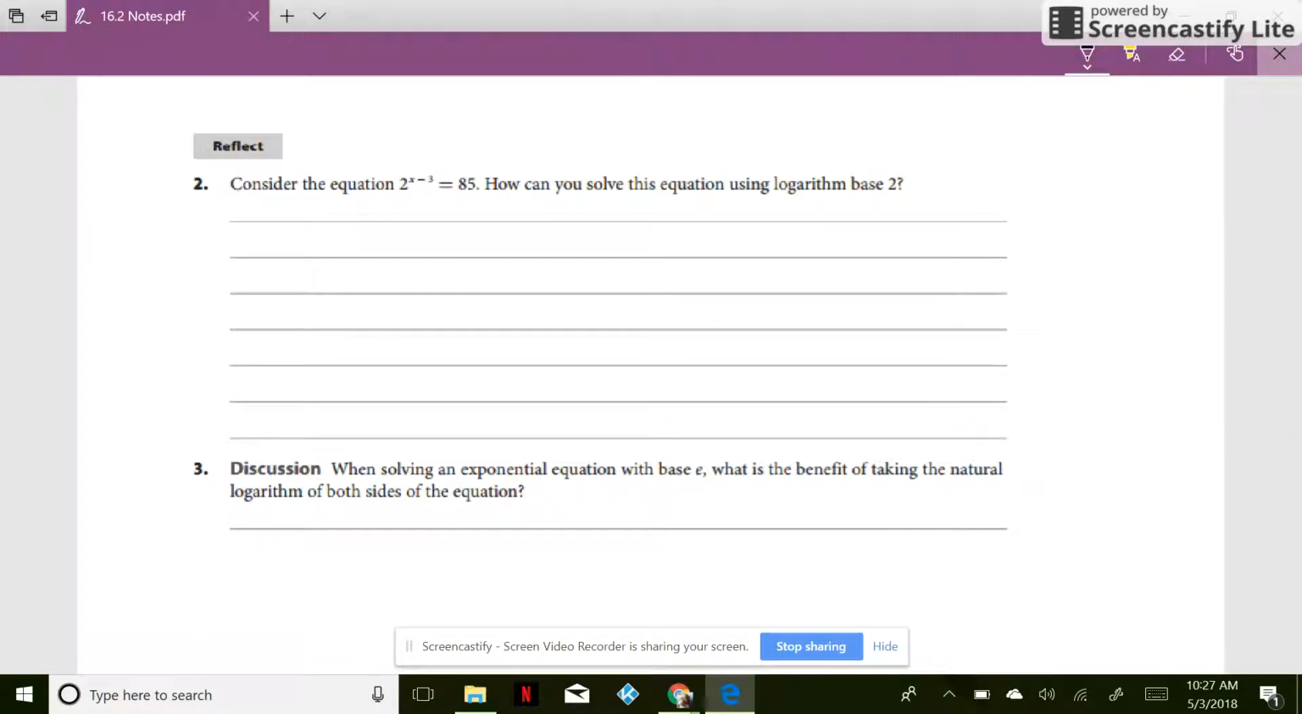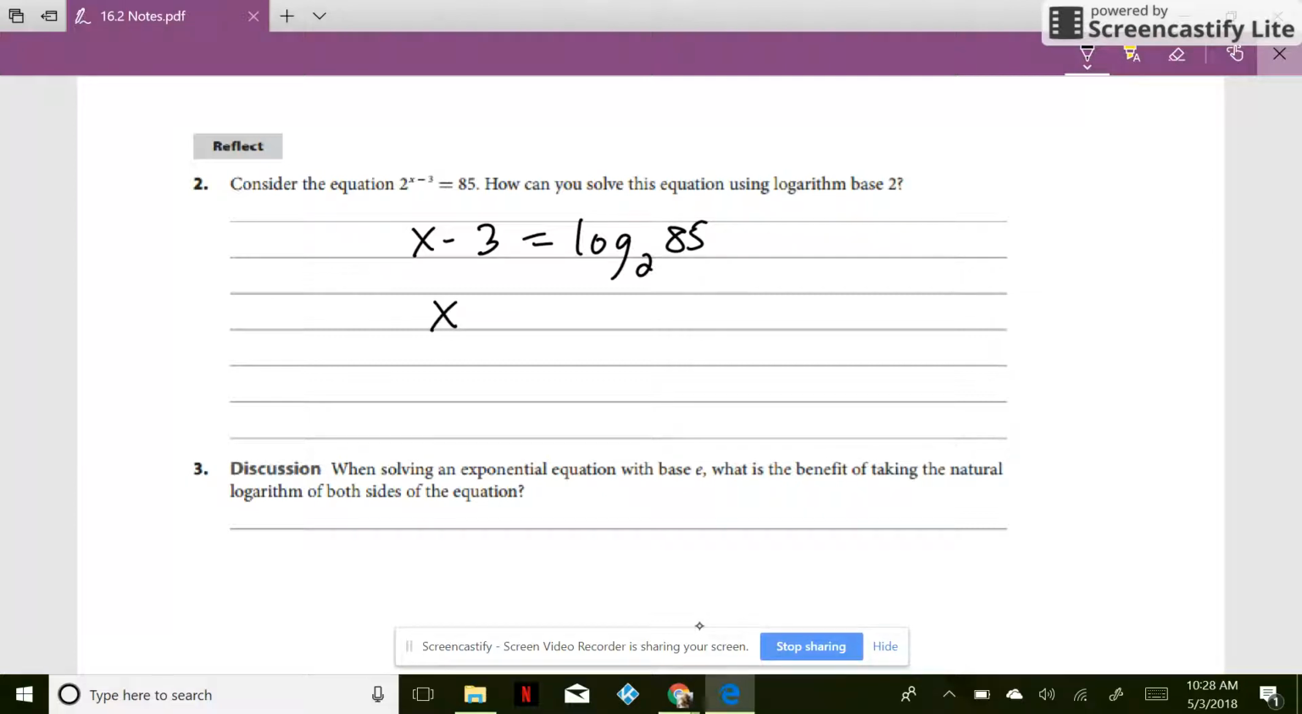So if we have the equation 2 to the x minus 3 is equal to 85, how can we solve this using log base 2? It's the same idea. We're going to take log base 2 of both sides. It's like what we did when we took natural log, because that's log base e. If we take log base 2 of both sides, it's going to undo this 2 to the power. We'll just be left with the exponent. So we'll be left with x minus 3 is equal to log base 2 of 85.